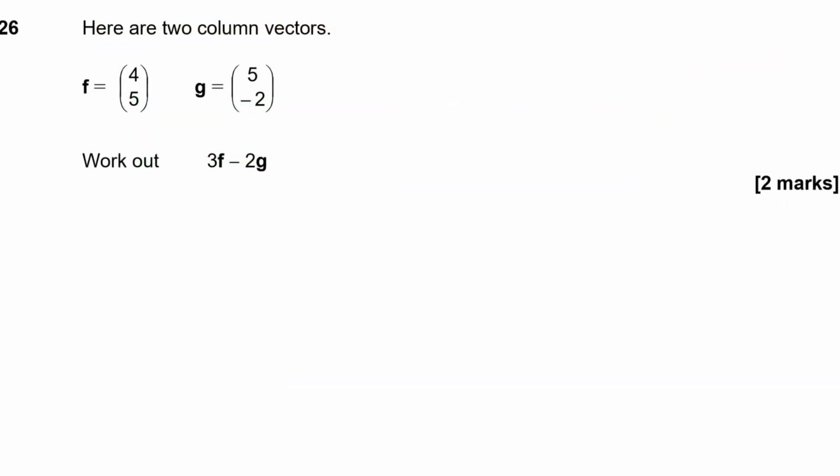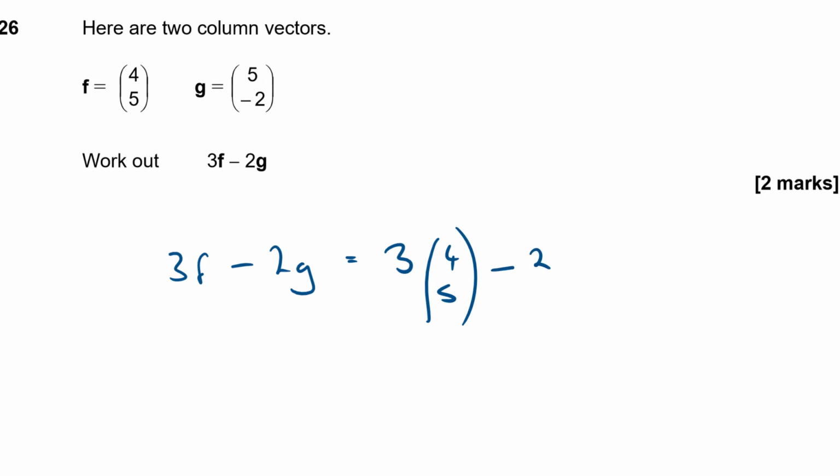Question 26. Here are 2 column vectors. F is (4, 5), and G is (5, -2). Work out 3F minus 2G. Okay, so 3F minus 2G is 3 lots of vector F, which is (4, 5), minus 2 lots of vector G, (5, -2). Okay, a bit like BIDMAS here, you've got to do the multiplying before you do the subtraction. So I'm going to multiply these out.